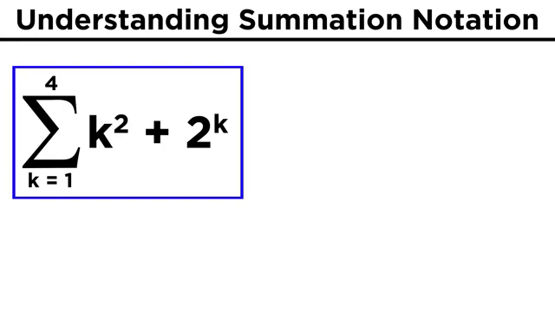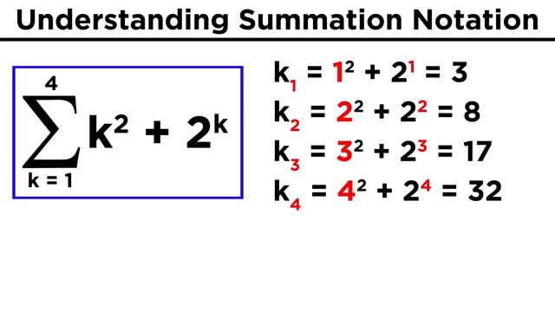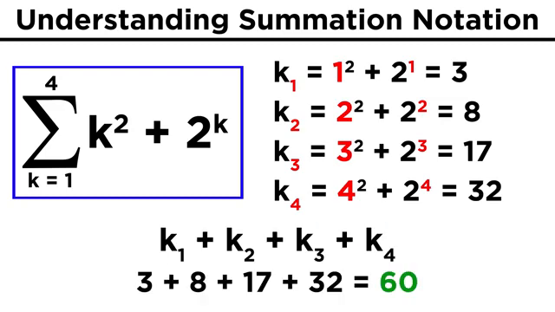Let's try some examples. How about the sum of k squared plus 2 to the k from 1 to 4? To get this, we have to evaluate the expression for each number in the domain first, and then we add them all up. For 1, we get 3. For 2, we get 8. For 3, we get 17. And for 4, we get 32. Let's add those up, and we get 60.